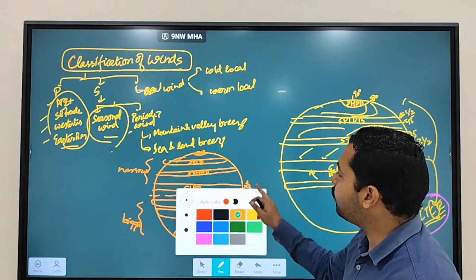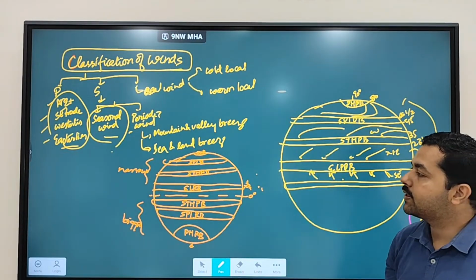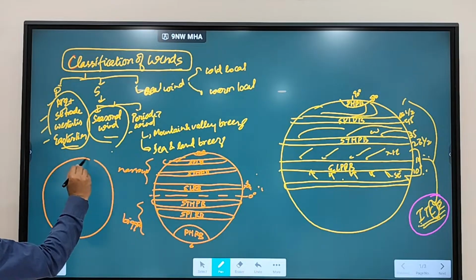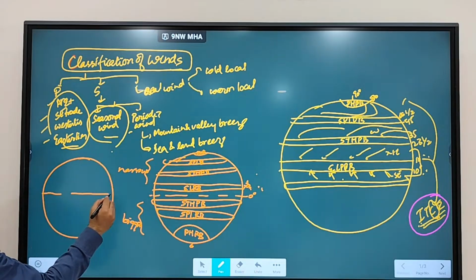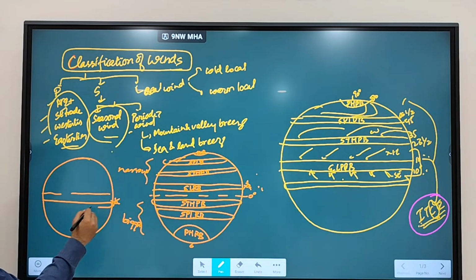when the sun was at Tropic of Cancer, you saw the pressure belts shifting upward. But now when the sun's position is at Tropic of Capricorn like this, then what will happen? You see here, in the southern hemisphere, you will see the narrowing of the belt occur.